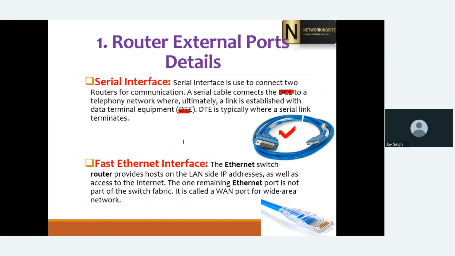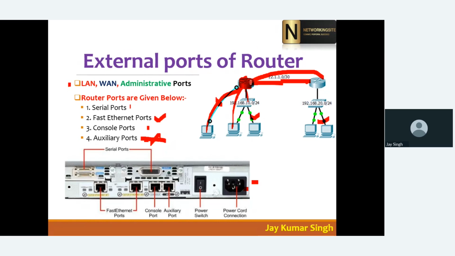So DCE is known as data communication equipment, means when the flow of data is coming, it will start from DCE, and when the data is going to end on that device, you can connect DTE port. Means, for example, this is my ISP. Here I have one router, then one router, then this is my last router. So here I will use DCE, then here I will use DTE. Again here DCE and here is DTE.